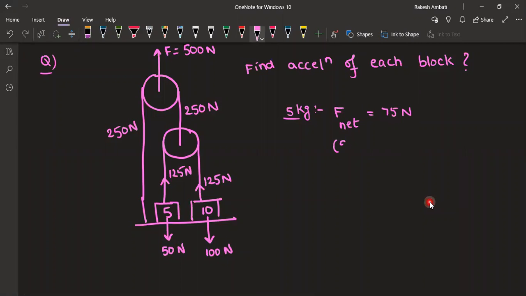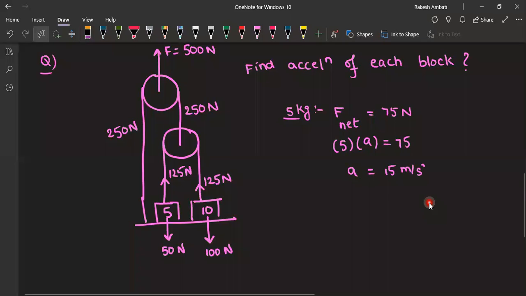Resultant force means mass into acceleration. Mass 5 kg into acceleration equals 75 Newton. By simplifying it, we get acceleration equal to 15 meter per second square. It is the acceleration of the 5 kg block.